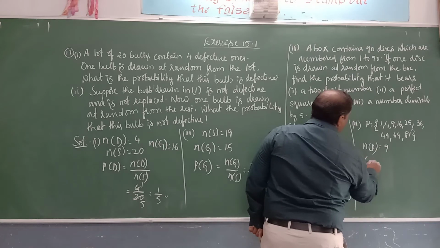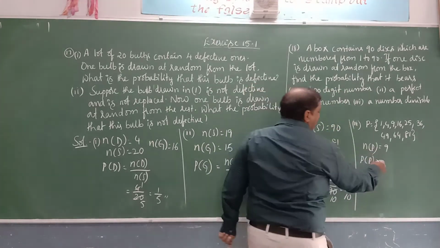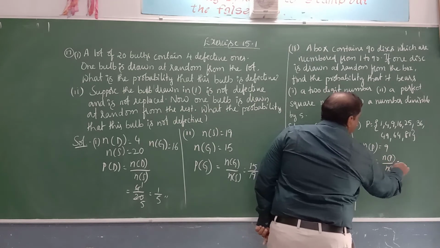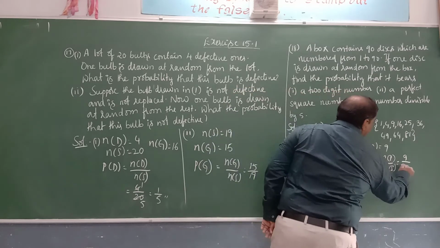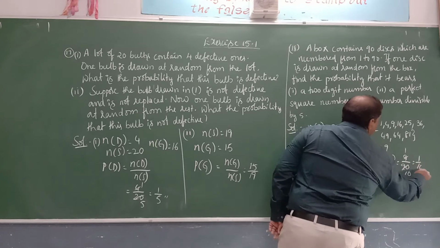Now the probability of the number which is a perfect square is equal to n(P) by n(S). So n(P) is 9 and n(S) is 90. 9 ones are 9, 9 tens are 90, that is 1 by 10.